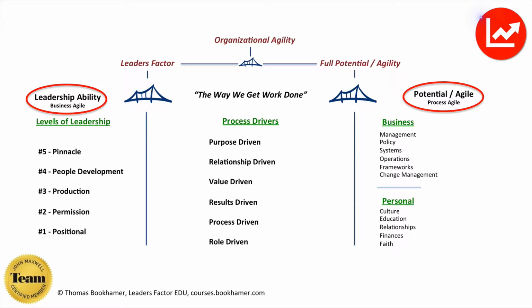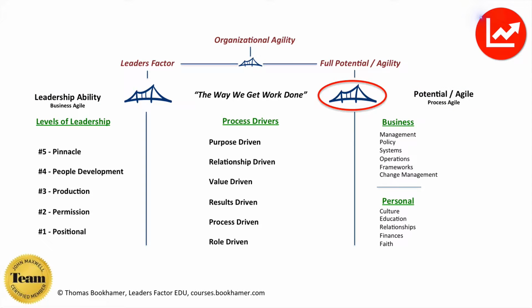And what we're talking about here is aligning leadership ability. So this is business agile with the way we get work done to achieve our potential in process agile. So we've done a pretty good job with this bridge, the bridge between the way we get work done and our potential, our process agile. So in business, some of the influences here are management, policies, systems, operations, frameworks. These are things we use in business to get work done and reach our potential. In our personal life, we have culture, education, relationships, our finances, our faith. So these are ways personally we use to get things done.